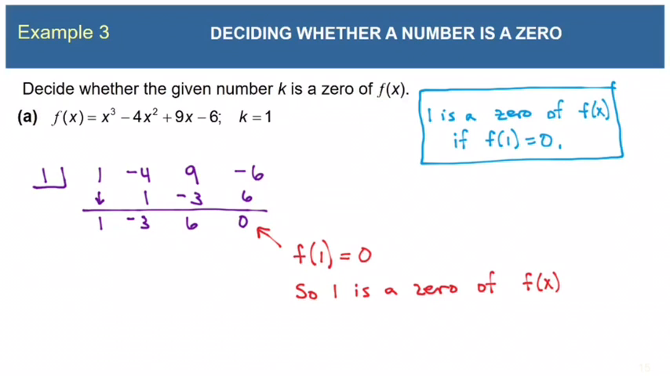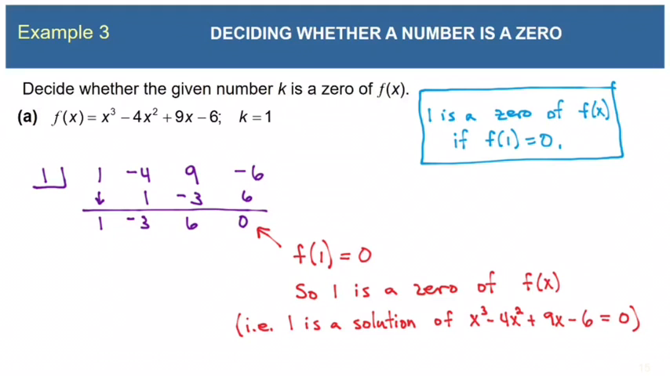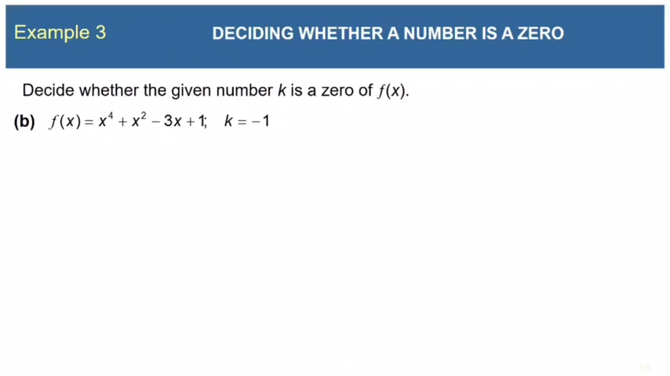And that also means, in other words, 1 is a solution of the equation x to the third minus 4x squared plus 9x minus 6 equals 0. And another word for solution is root. And this is still example 3, but this is part B. So we've got f of x equals x to the fourth plus x squared minus 3x plus 1, and we want to find out if negative 1 is a 0.